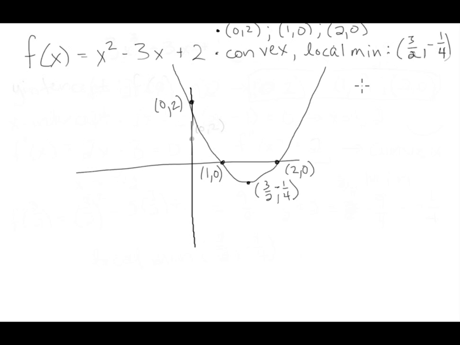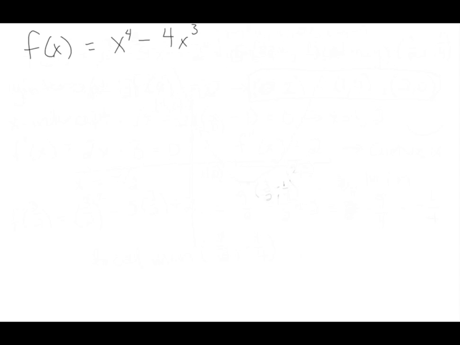So let's go ahead, we'll do one more example that you can try on your own. So go ahead and pause the video now and give this a try on your own, and we'll come back. Okay, so the first thing you should have noticed about this function is that you can easily factor out an x cubed term and be left with x cubed times x minus 4.